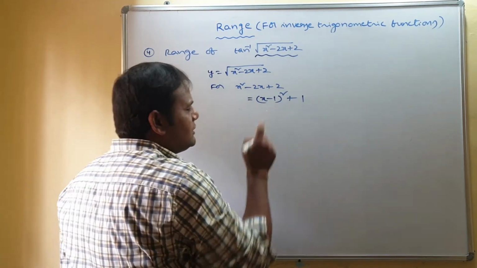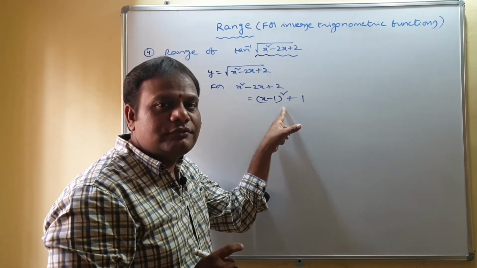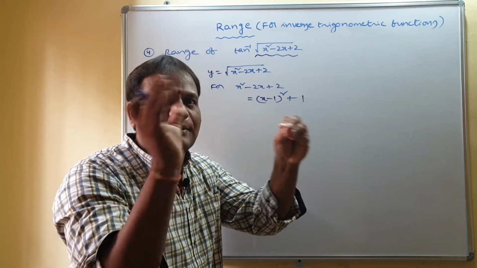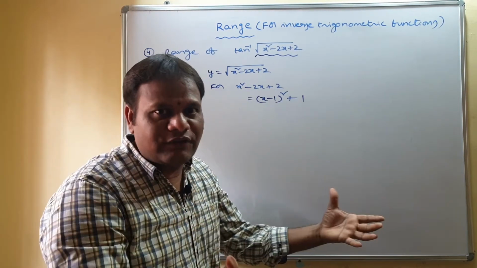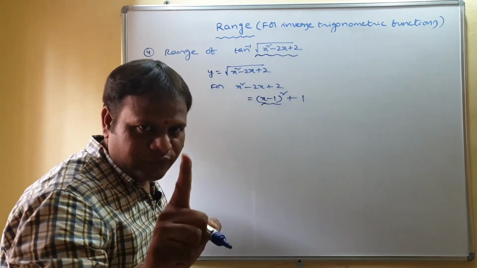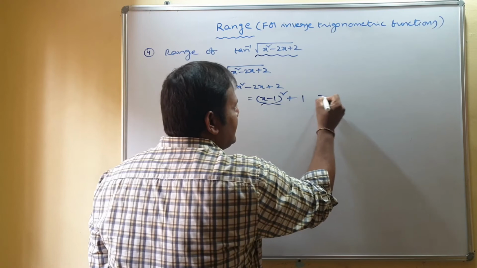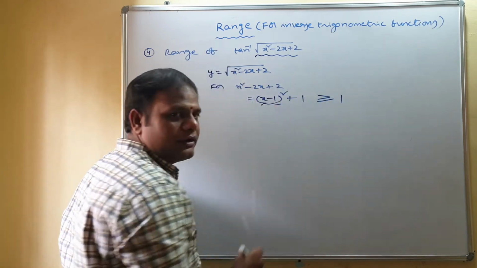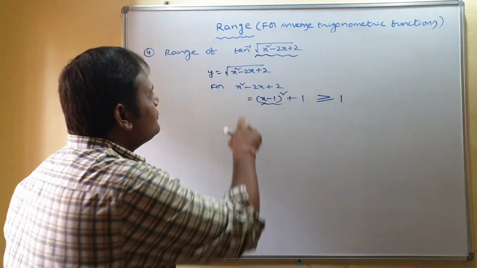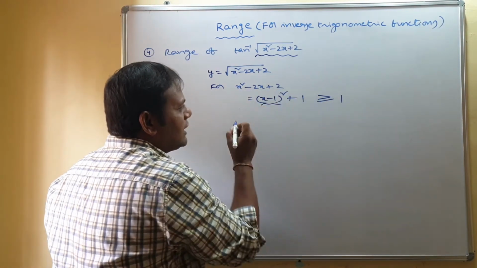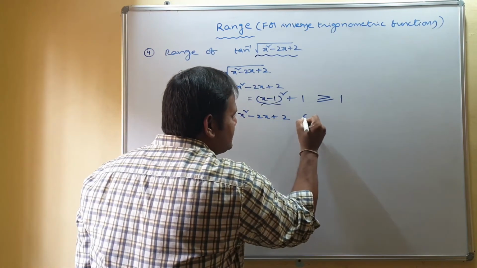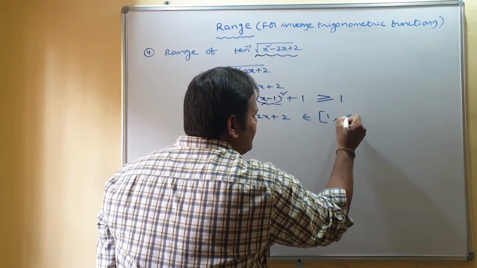Now you observe, it is 1 plus something positive. So 1 plus something positive means it is more than 1. Yes. If it is 0, then the total value becomes 1. So can I take it greater than or equal to 1? Yes. It is always greater than or equal to 1. So x square minus 2x plus 2 belongs to the closed interval 1 to infinity.